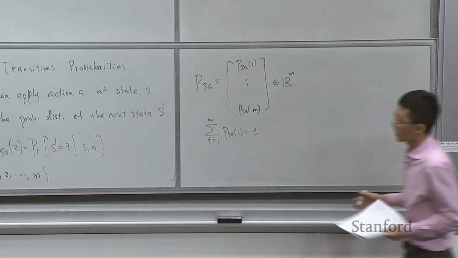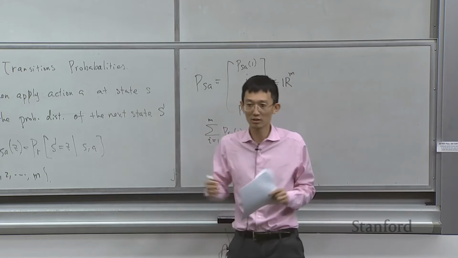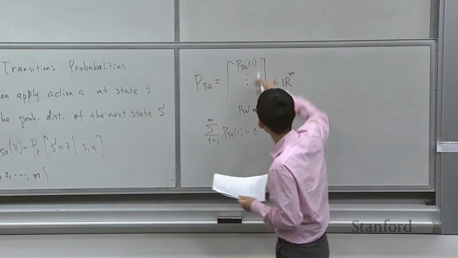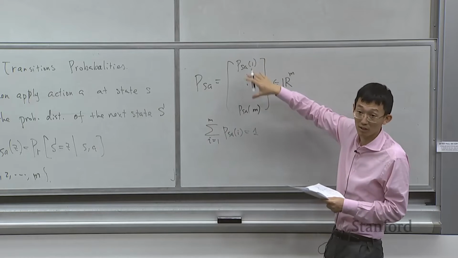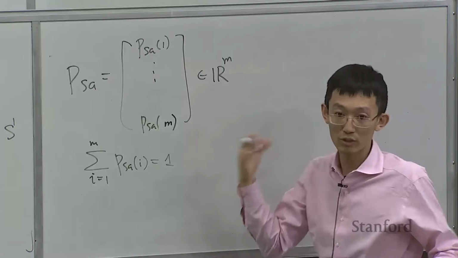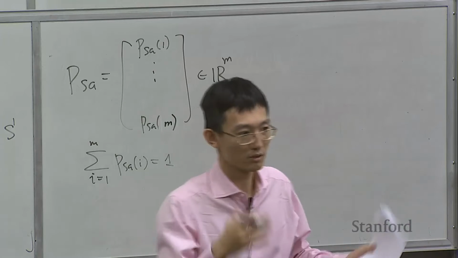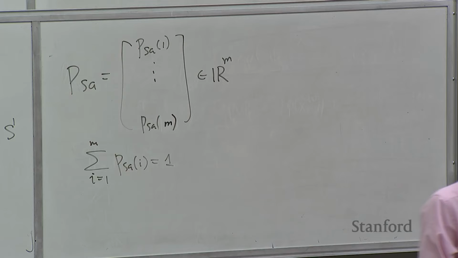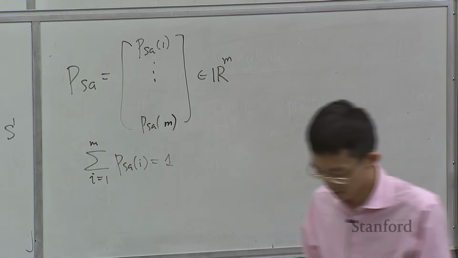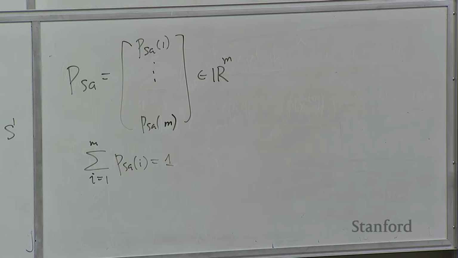Of course, you can also have deterministic transition dynamics. You can say that only one of these numbers is 1 and all the others are 0, and that's a deterministic transition dynamics. It just means that given the same state and action, you always transit to the same next state.